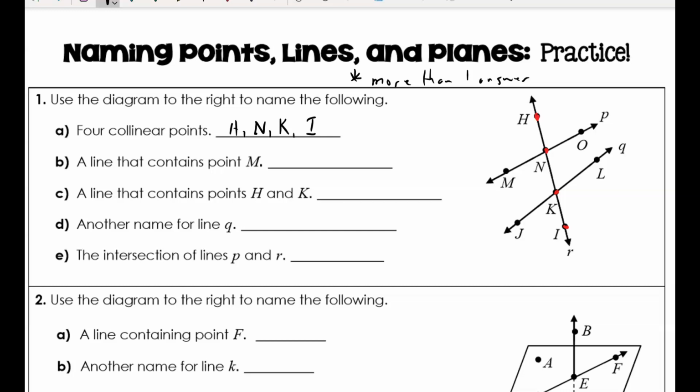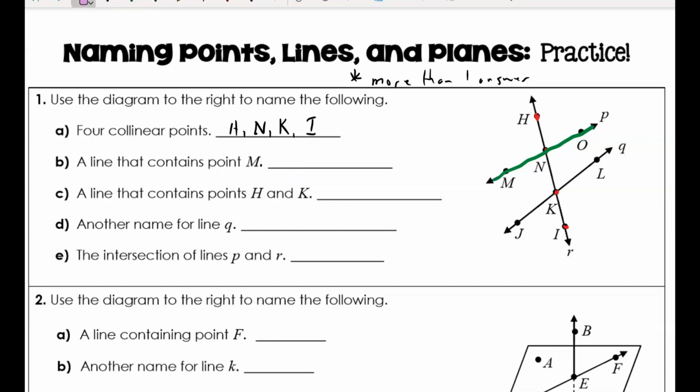A line that contains point M. So this is the line that contains point M right here. I'm going to highlight it in green. Okay, so this is the only one. Now, the thing about this line is you've got a couple different ways you could name it. You could name it with a lowercase p, or you could name it with a, this is why there's multiple, and I'm just going to do this all in black. I think it's a little bit easier.